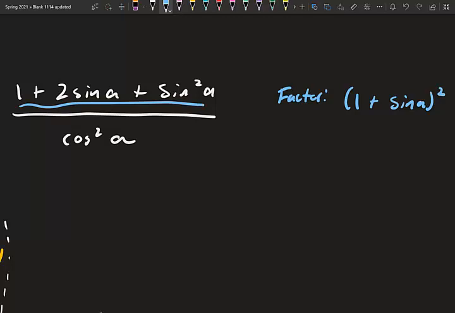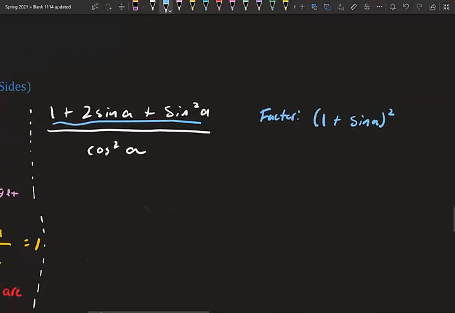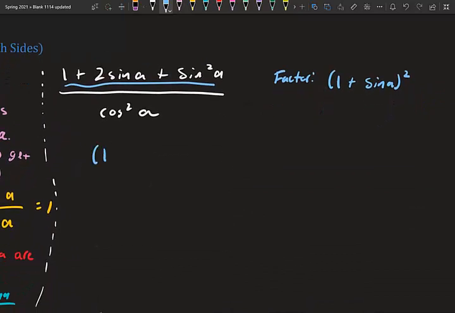That's like if we had x squared plus 2x plus 1. We factor that into x plus 1 squared. Same concept. If you took me for college algebra or intermediate algebra, you know what I'm talking about. I actually bring this up in those classes just to show you this is the future. Here we are. So we're going to switch that to its factored form. So its factored form is 1 plus sine A squared. And that's still over our cosine squared A.